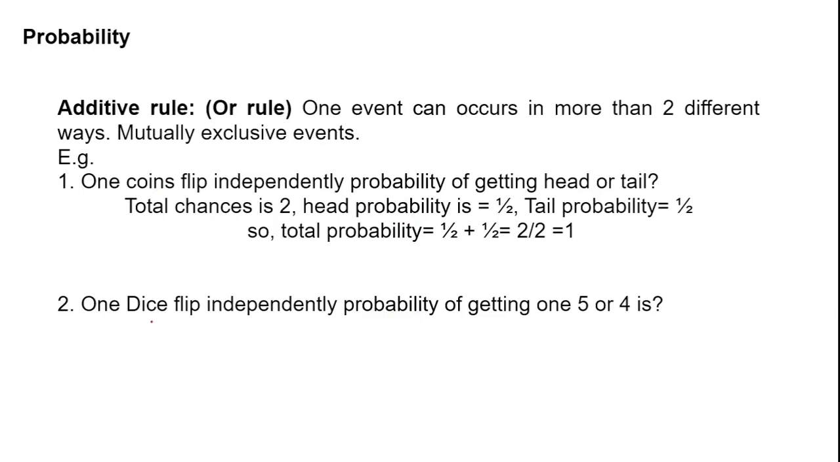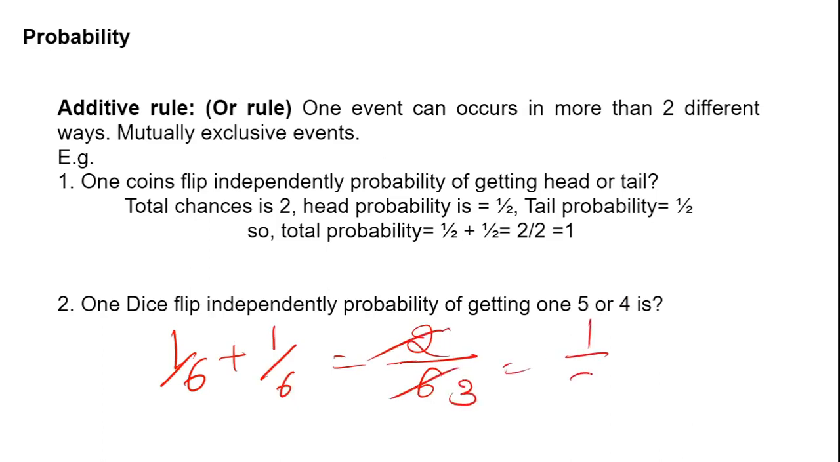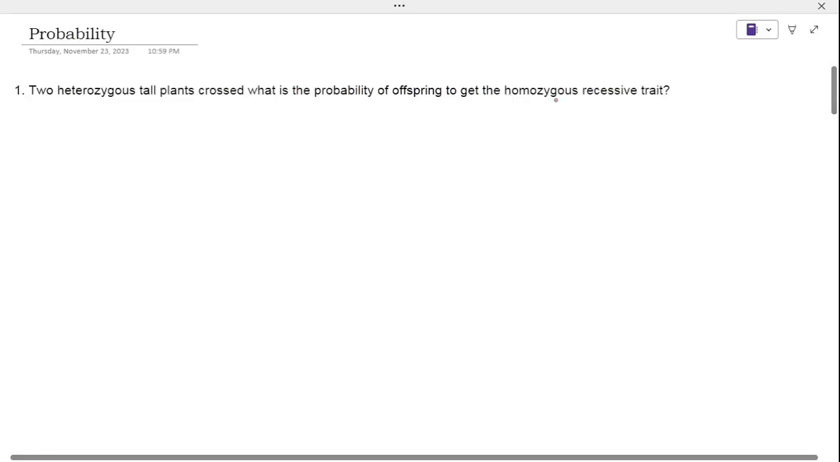Next, you need to go for dice. When one die is rolled independently, what is the probability of getting 5 or 4? The total probability is 6 because a die has 6 faces, and getting 5 is 1. Again here we need to go for the additive rule, and the probability of getting 4 is 1 out of 6. So we get 6 in the denominator and 2 in the numerator; 2 ones are 2, 3 twos are 6. The total probability is 1 by 3. Understand?